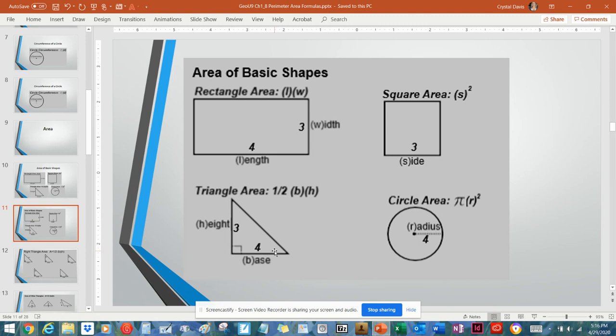You want to leave your answer as an improper fraction or as a mixed number. So your answer should be 9 over 2 as a fraction, or 4 and 1/2. Don't change it into 4.5.